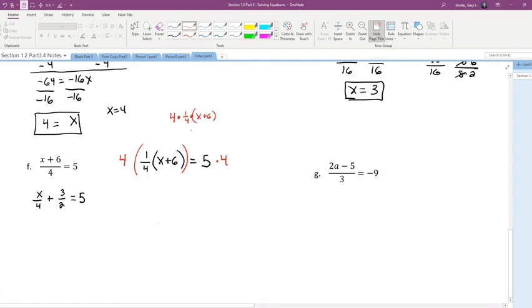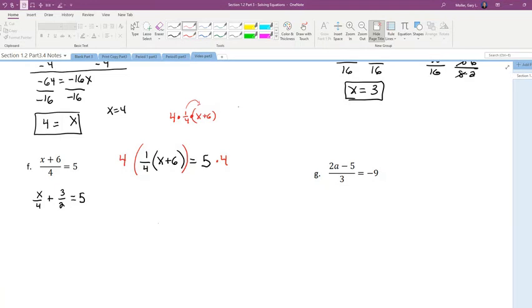So the first thing I would do is go 4 times 1/4, which is just 1. So in other words, by multiplying the entire side by 4, I cancel out that 1/4 before I even have the opportunity to do a distributive property. And now things look much better.